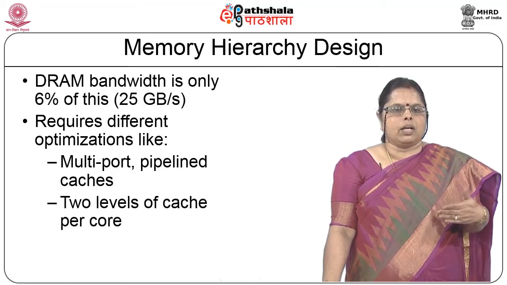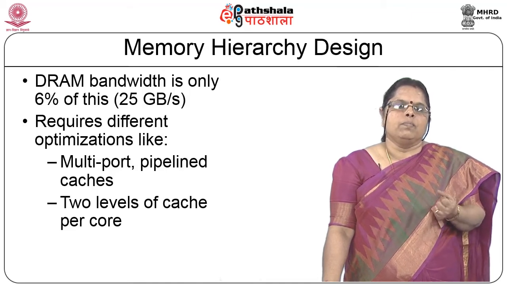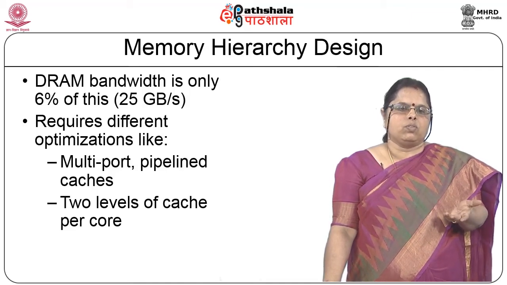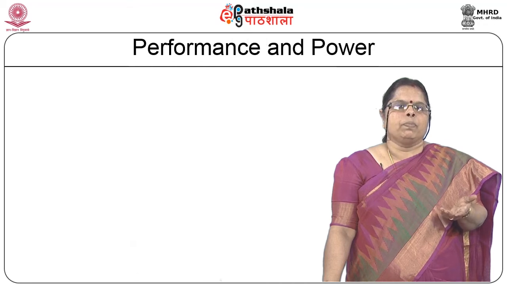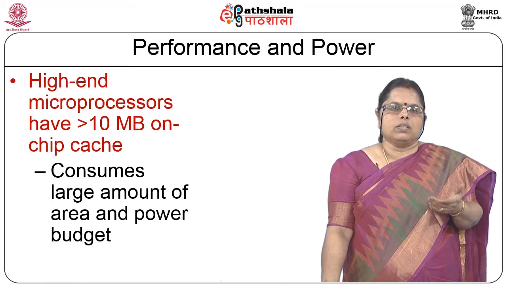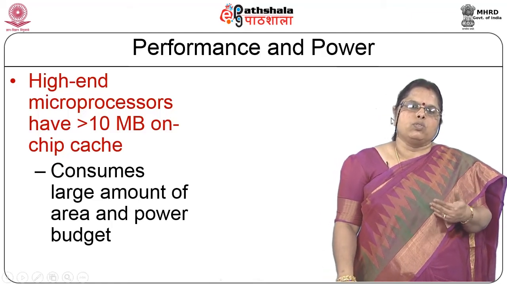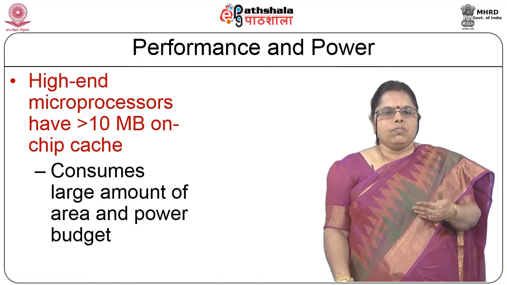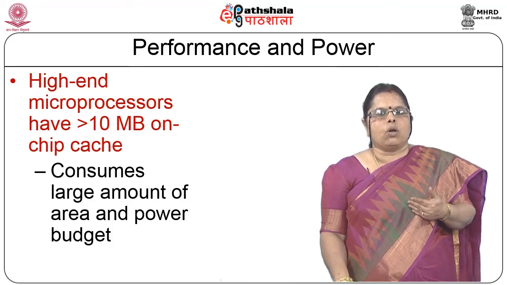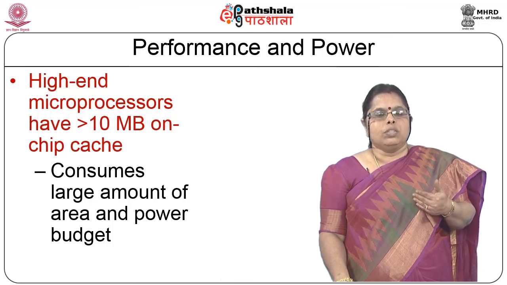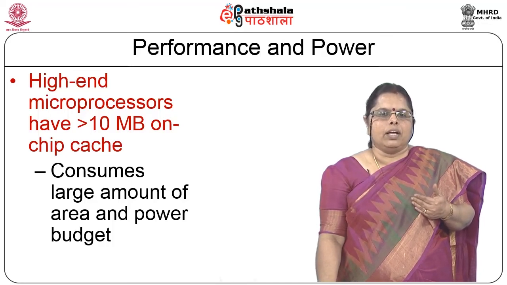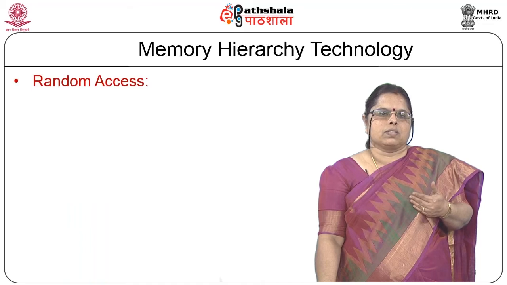You look at pipelined caches so that the cache access can be pipelined. You may look at multiple levels of caches per core, and you can also look at a third level cache which is normally shared on the chip. The other thing that you will also have to look at is not to worry only about the performance, but also about the power consumed by these memory devices. When you go in for high-end processors, they normally have at least 10 MB of memory on chip as cache. So, this consumes a large amount of area and the power also considerably increases.